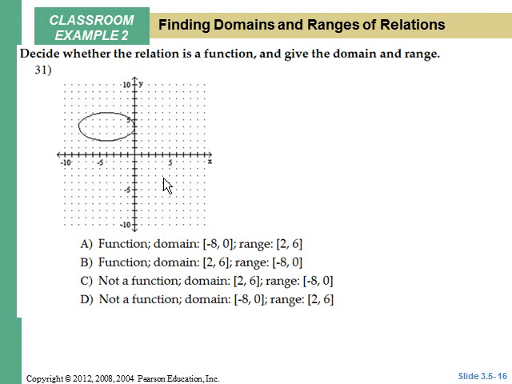Now it's kind of tricky with graphs. Remember, this is the domain axis. So the domain is somewhere between -8 and 0. The range is somewhere between 2 and 6.